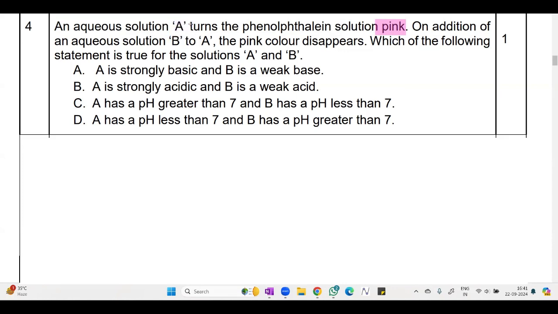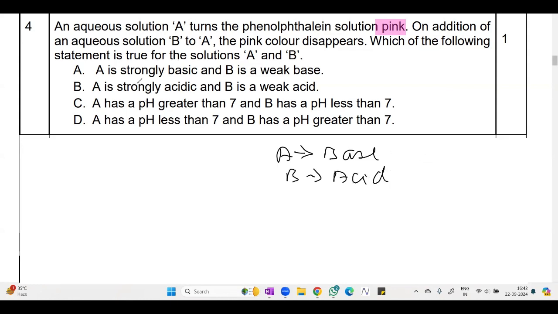Now further it says that on adding another solution B to A, the pink color disappears. What we know is that the pink color will disappear only in acidic medium. Once again, phenolphthalein is colorless in acid and it shows pink in base. So now we can conclude that one thing is clear: A is a base, and B is an acid or an acidic substance.